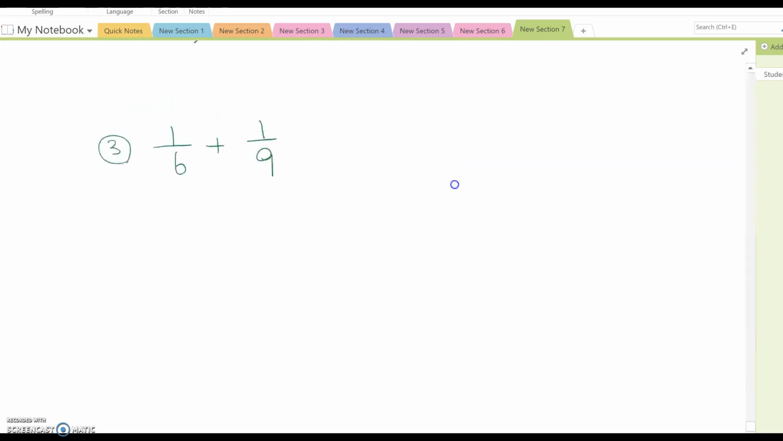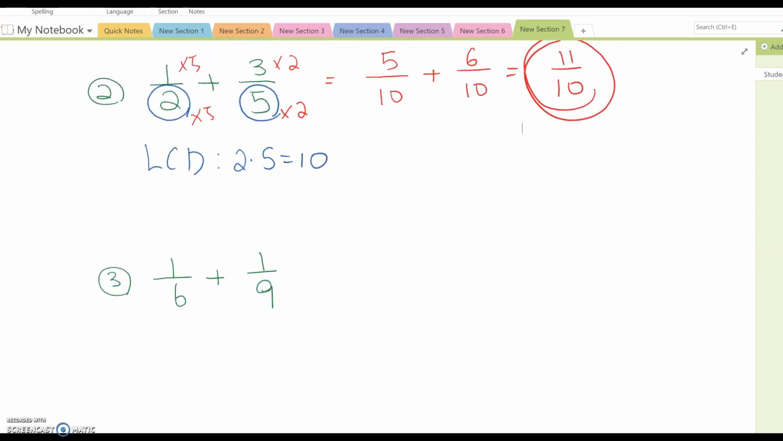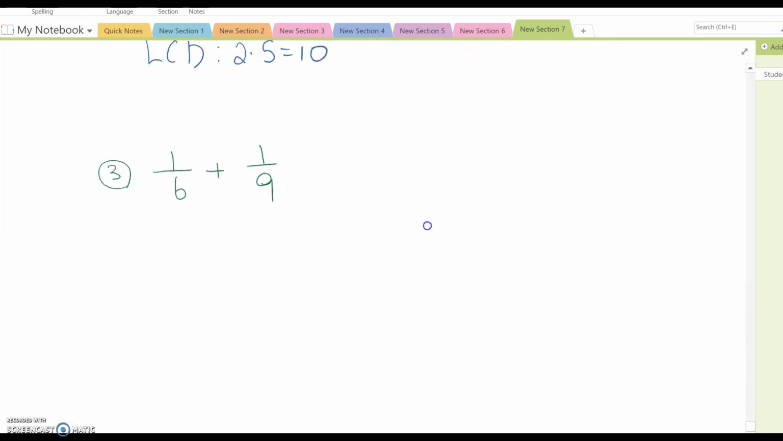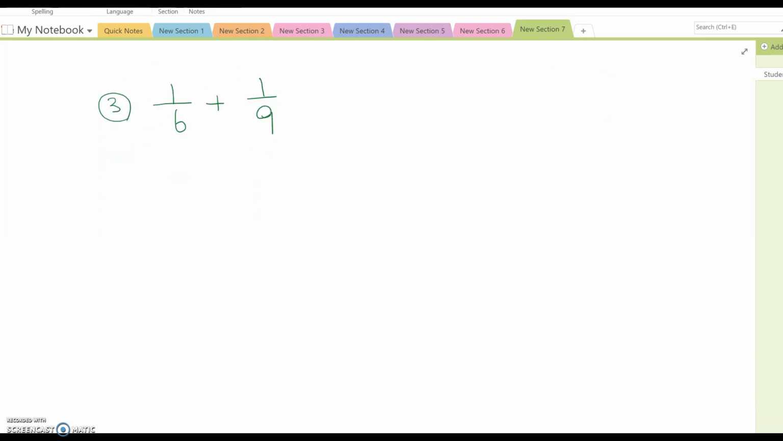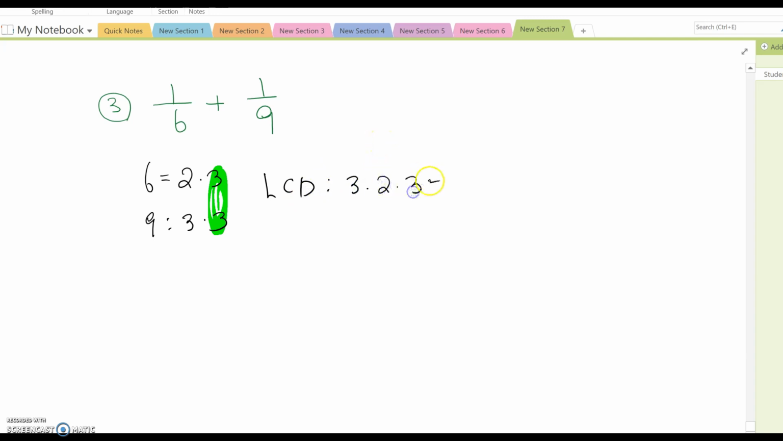In the 2 and 5 case, they're prime numbers and don't share any common factor. Therefore, we multiply them. But 6 and 9 may share a common factor. So 6 equals 2 times 3, and 9 equals 3 times 3. As you see, a common factor exists between the two numbers. Therefore, the LCD becomes the common factor, which is 3, times the other factors, which are 2 and 3, so it equals 18.